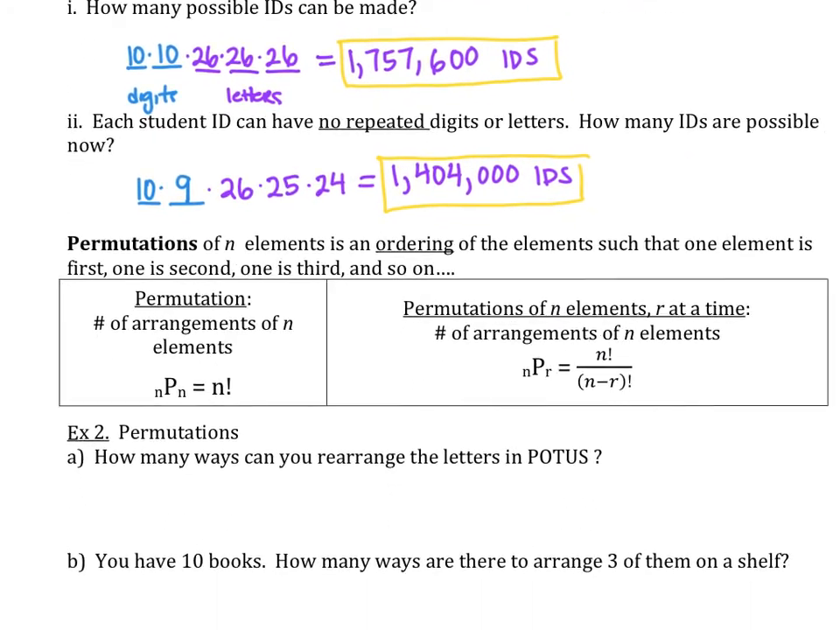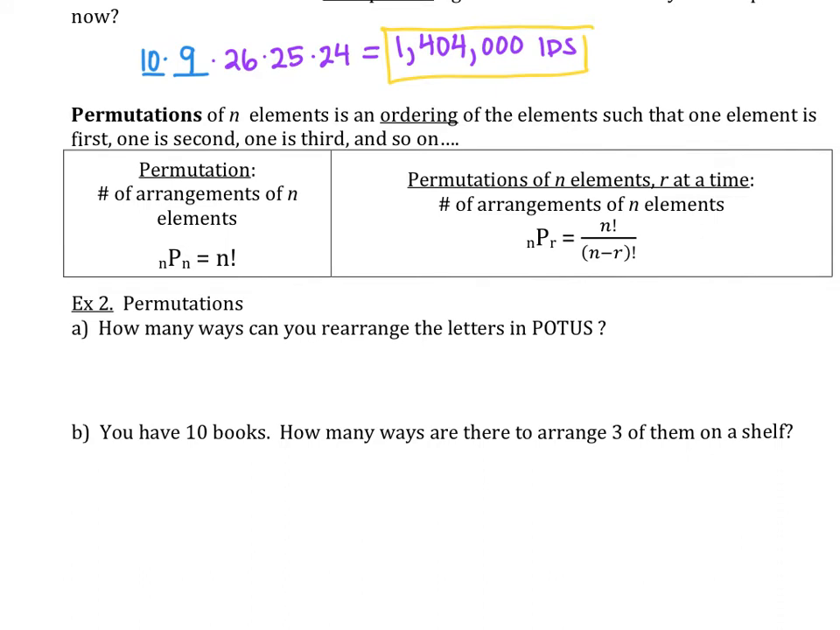The fundamental counting principle, or what we were just doing, relates to what we call permutations. A permutation of n elements is an ordering of the elements such that one element is first, one is second, one is third, and so on. So it has to be in a certain order, just like on the ID cards. The notation, if we want to rearrange n items into n spots, is nPn, and the way we would calculate it is n factorial. I will show you why that is the case in the next example.